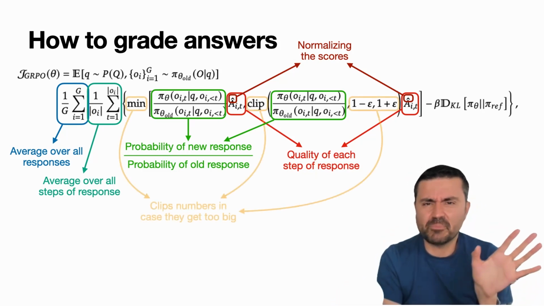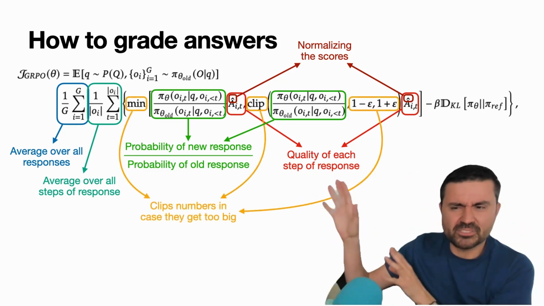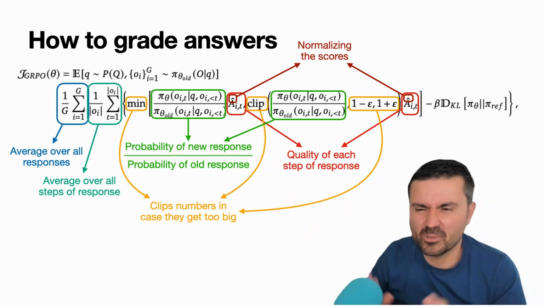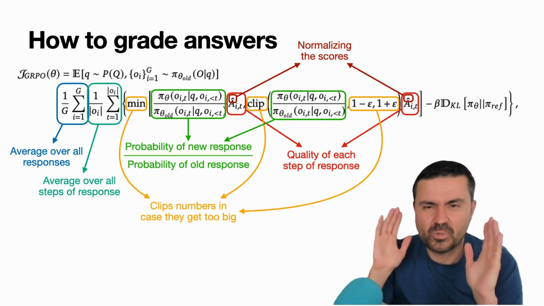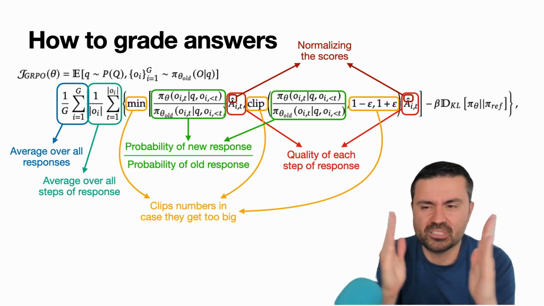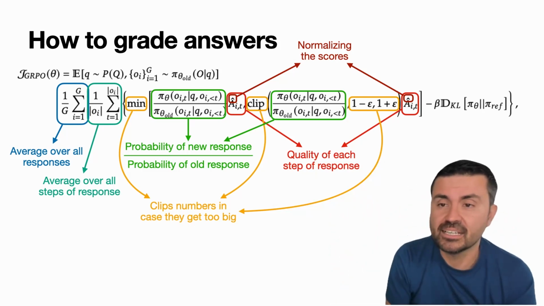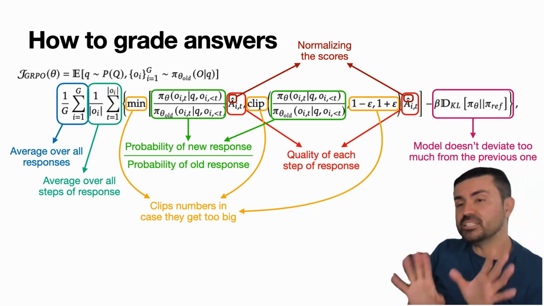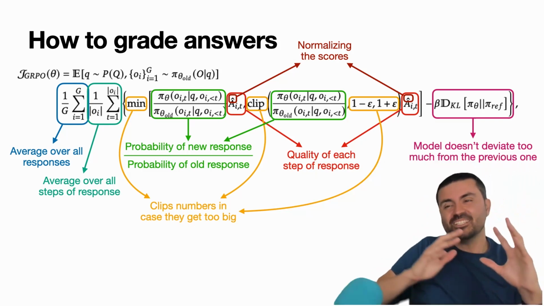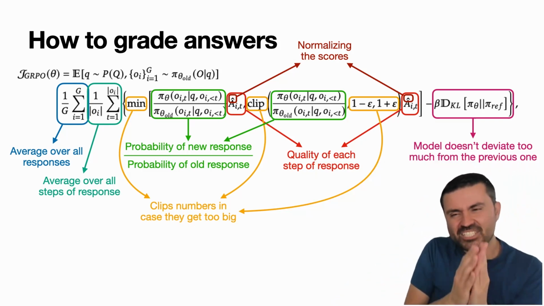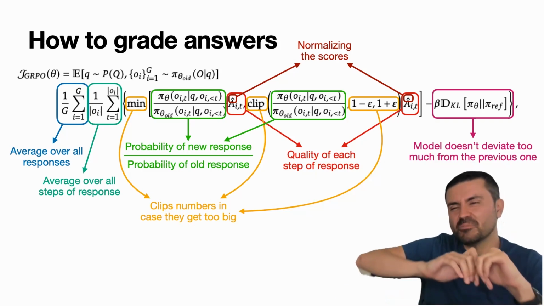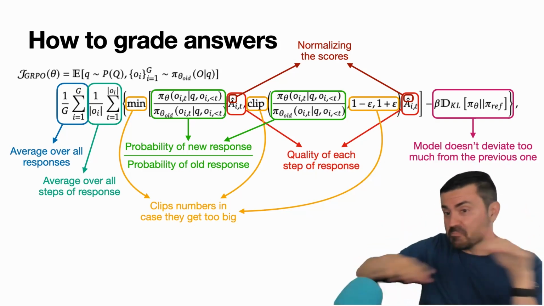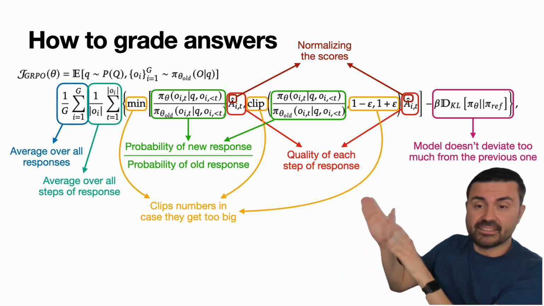Then you may see this clip over here. Well, the clip is just a tool we use in case the numbers get too big. We don't want to throw in 1,000 there. It's like throwing a wrench in a machine. So we actually want the numbers to stay small. That's what the clip function does. And then finally, this thing over here is called the KL divergence. That just makes sure that the model doesn't deviate too much from the previous one. You want to make these changes small and gradual. The moment you start making big changes in the model, things get risky because you may fix one solution but mess up all the other ones. So that's it. That's the formula.